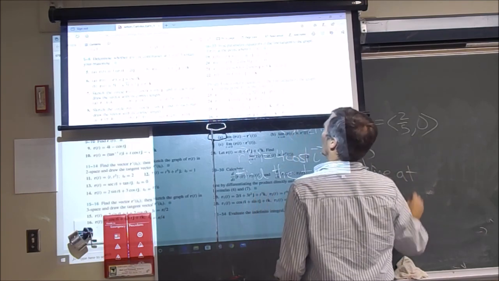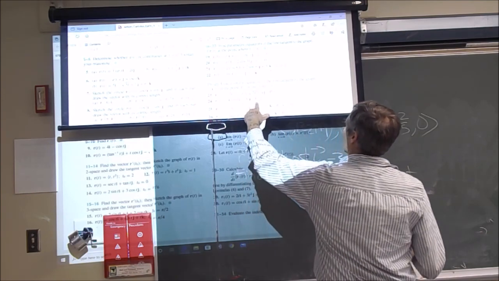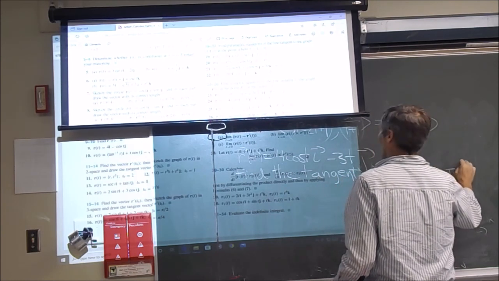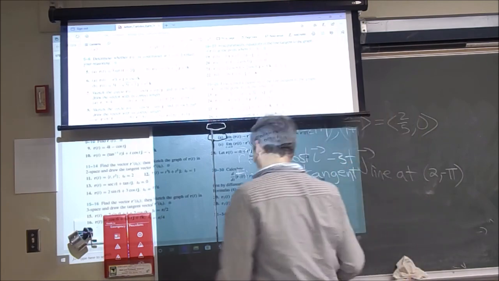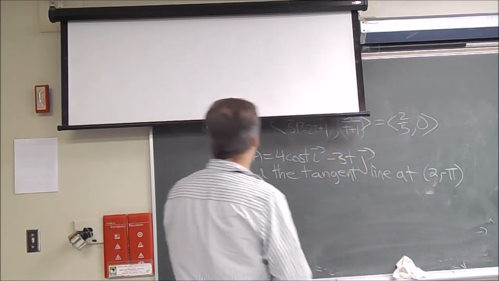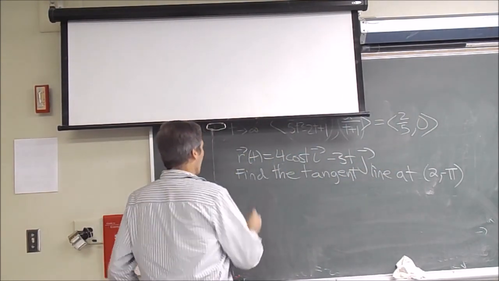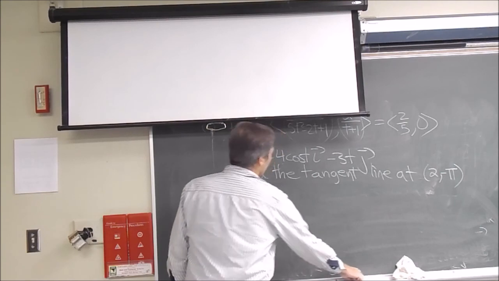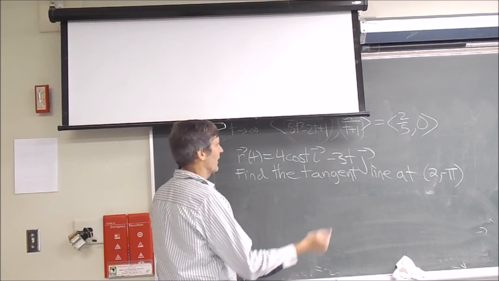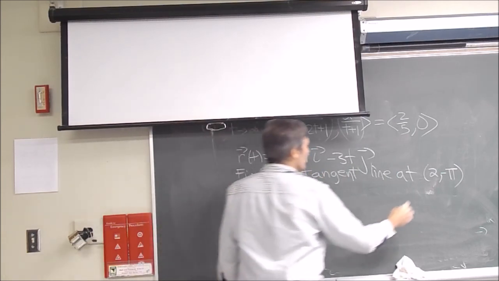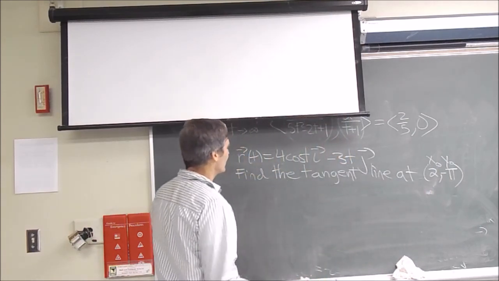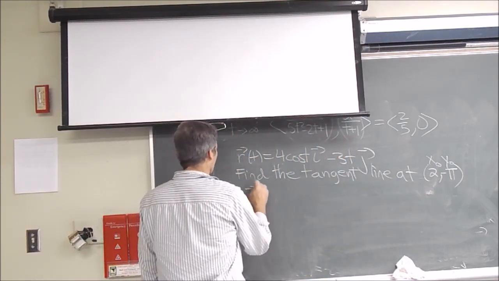Find the tangent line at 2, minus pi on the curve. Well, what you do when you think of making a line in parametric form is you say, I remember I need a point and a direction vector. So what's a point? I already have it. This must be my x0, y0 in the parametric equations for a line. What's a direction? If I'm on a tangent line, it's the direction of r prime.